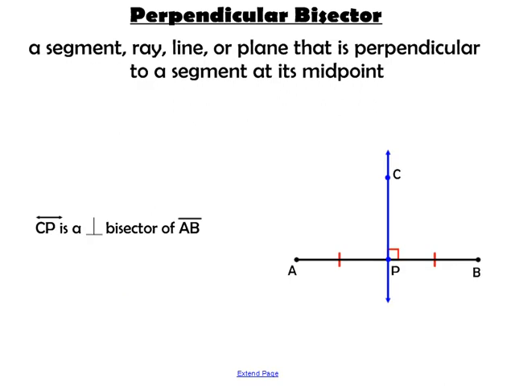A perpendicular bisector is a segment, ray, line, or plane that is perpendicular to a segment at its midpoint. So here we have line CP is a perpendicular bisector of segment AB because it goes through the midpoint P and it's also perpendicular to that segment.